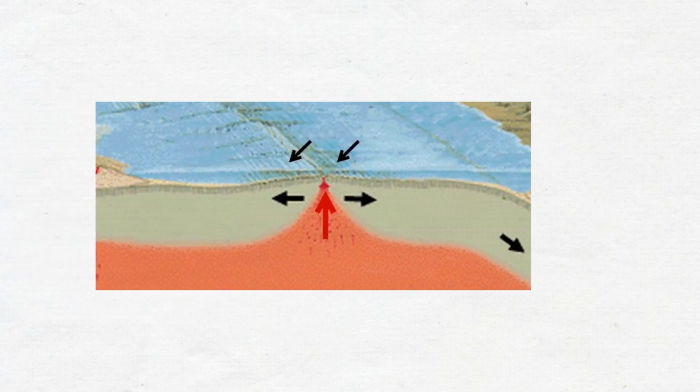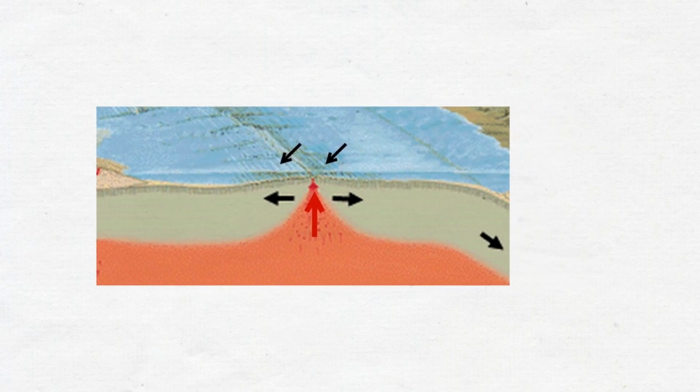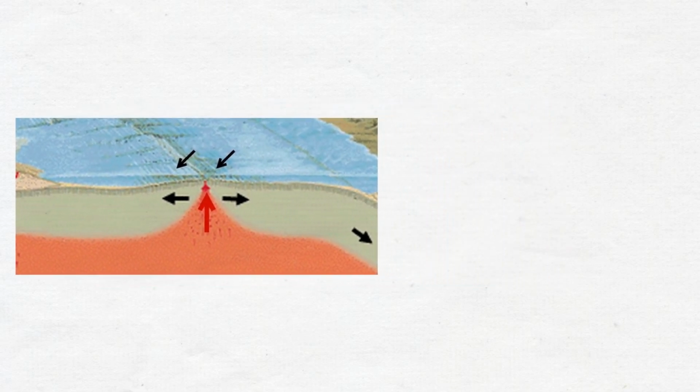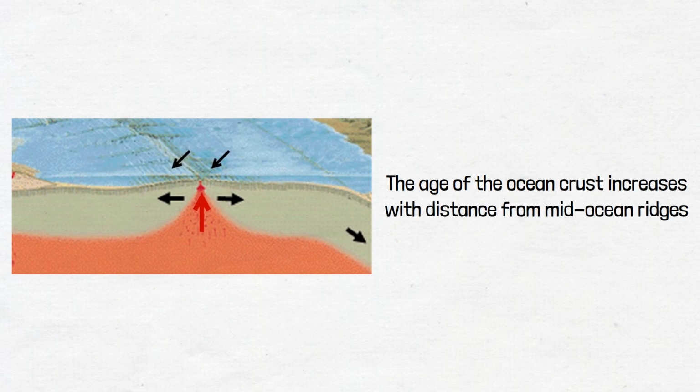Ocean floor drilling has also provided critical evidence for plate tectonics. By sampling ocean sediments and basalt from the seafloor, scientists have confirmed that the age of the ocean crust increases with distance from mid-ocean ridges. This pattern aligns with the process of seafloor spreading, demonstrating that new crust forms at divergent boundaries and moves outward over time.